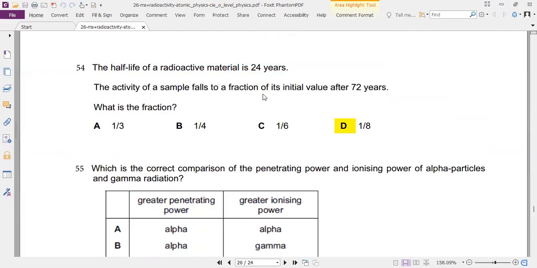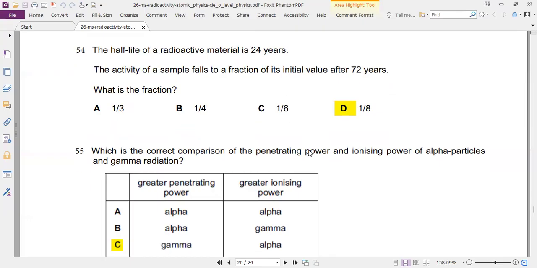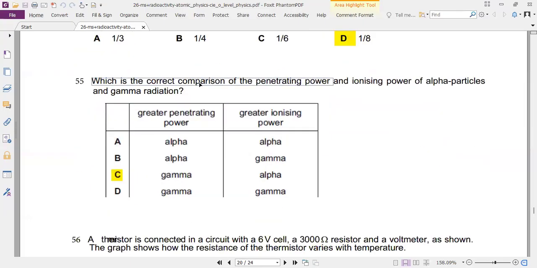24 years of half-life. After 72, it will be, so 1 half-life, 1 over 2, 2 half-lives, 1 over 4, 3 half-lives, which is 72, it will be 1 over 8. 55, comparison of penetration and ionization. The ionization is alpha, look for alpha first, and then go for gamma, because that has the maximum penetration.